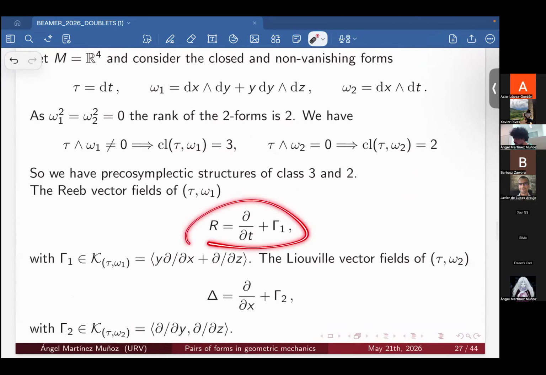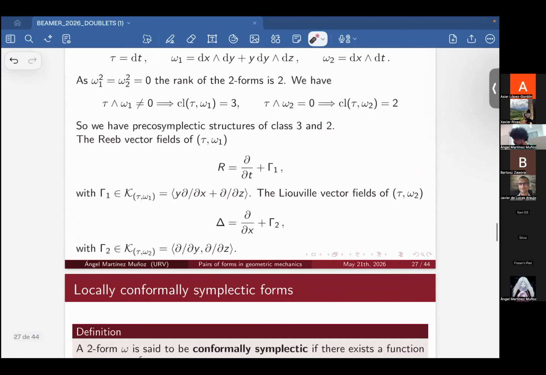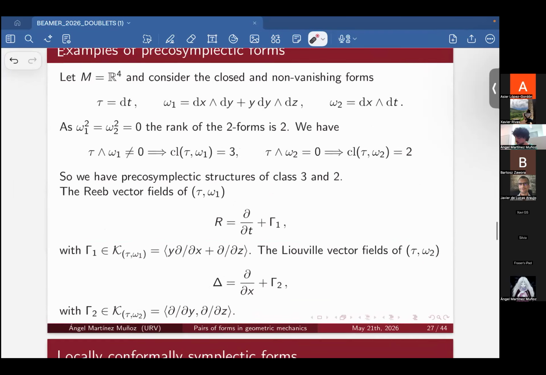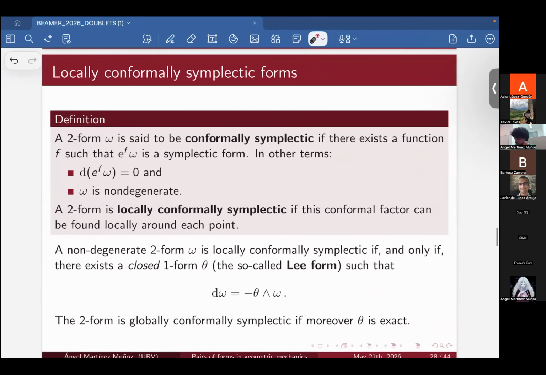And well, you can also calculate the Reeb vector fields and the Liouville vector fields. I will go a bit fast because I'm running out of time. But this was just to say, okay, we can give some calculations here, and they're pretty easy to do.